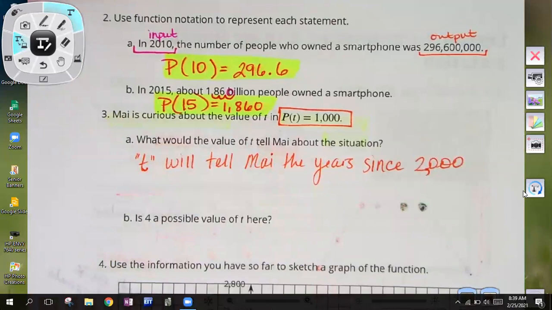Does that make sense, that there's fewer phones later on? No, because what do we know about technology? It advances. More and more people will probably have it.